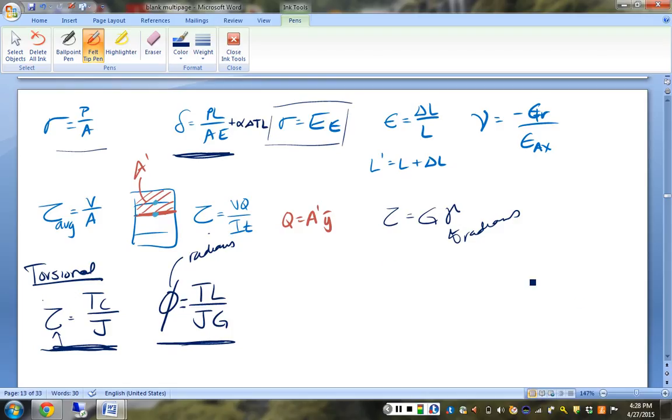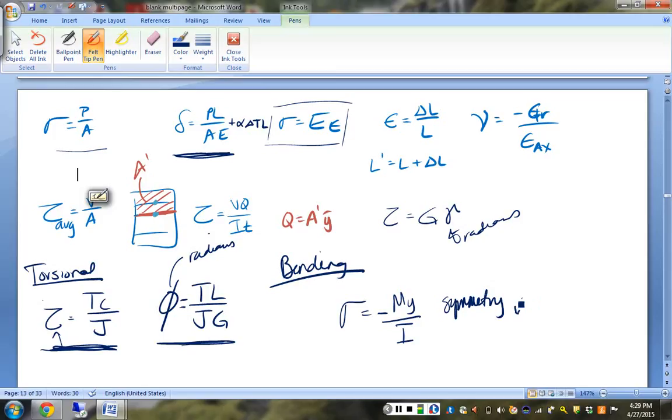We've also got bending. Bending causes a bending moment M. What kind of stress do we get from bending moments? We get normal stresses, and generally it is minus My over I, where y is what? Distance from neutral axis. If we have a nice, easy, symmetric cross-section, this can simplify to sigma equals plus or minus Mc over I.